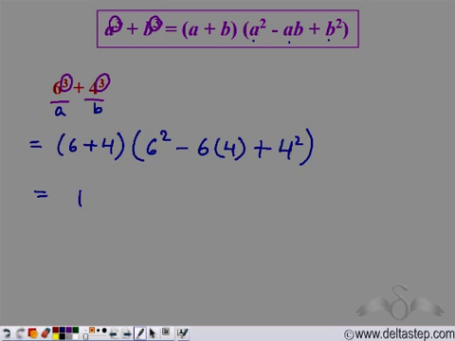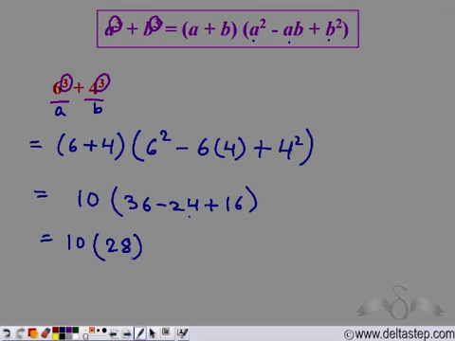Now 6 plus 4 is 10. 6 square is 36. 6 into 4 is 24. And 4 square is 16. So this gives us 10 into 36 minus 24 is 12. 12 plus 16 is 28. So 10 into 28 is equal to 280. So 6 cube plus 4 cube is equal to 280. You can verify this answer by calculating the cube of 6, calculating the cube of 4 and then adding those. So we can use this identity whenever we have to calculate the sum of the cubes of two numbers.